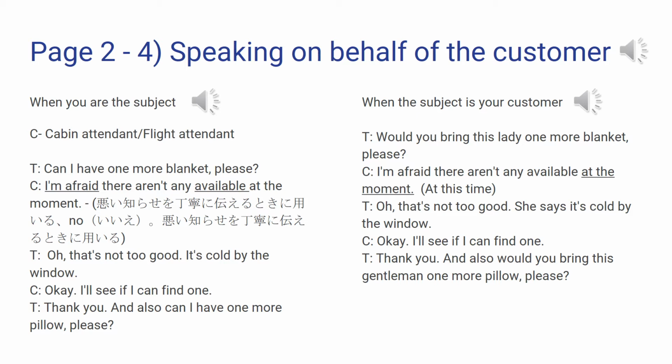Tour leader. Can I have one more blanket, please? Cabin attendant. I'm afraid there aren't any available at the moment. Tour leader. Oh, that's not too good. It's cold by the window. Cabin attendant. Okay, I'll see if I can find one. Tour leader. Thank you. And also, can I have one more pillow, please?